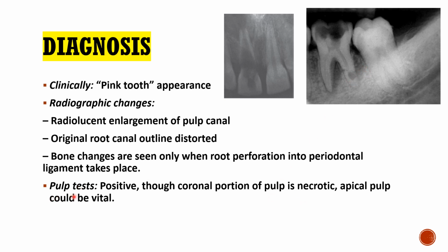Now whenever you do the pulp test, it will come as positive. Why? Because over here, the coronal pulp is necrotic but the apical pulp is vital. So in such cases you will see the pulp test is positive. And if your apical pulp is also involved, in case of perforation for example, then the pulp test will be negative.